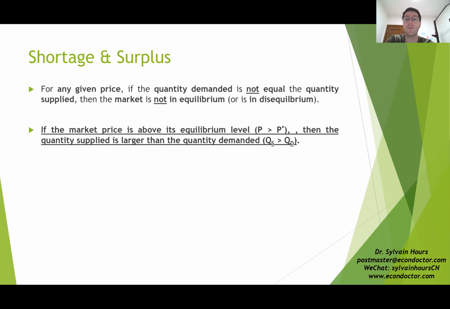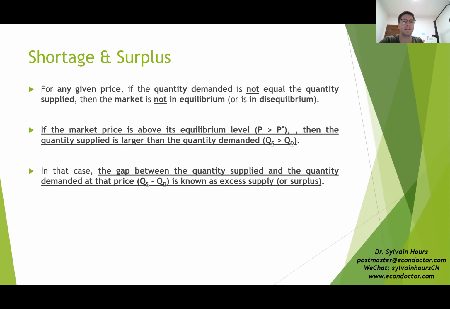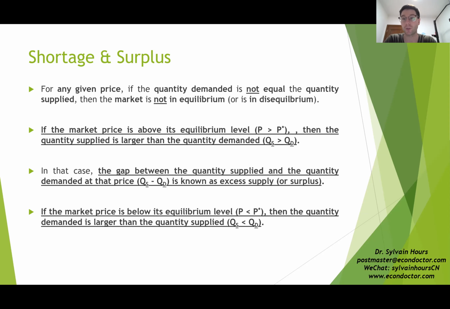If it's too high, so if the price P is larger than P star, so P star is the equilibrium price, okay? So if the price is too high, then we have a situation where firms want to sell more than what buyers want to buy. Okay, so the quantity supplied is larger than the quantity demanded. And the gap between the two is what we call an excess supply. We have a greater quantity supplied than a quantity demanded. So if you calculate the difference, we have something that we call excess supply or surplus.